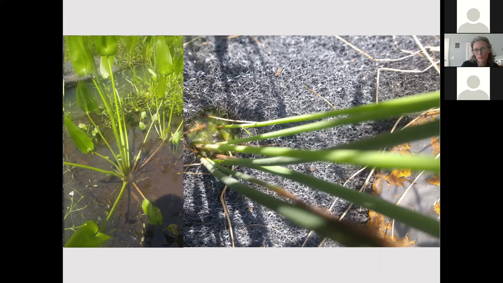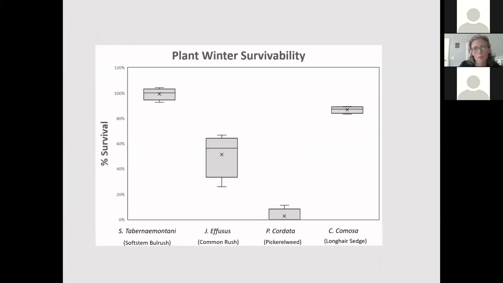There's more to that water quality story, but that's the big picture takeaway. And then I want to tell you about the plants, because it's a little more fun and tells a clearer story. We wanted to find out which plants work well here in Vermont. So we looked at the soft stem bulrush, common rush, pickerelweed, and long-haired sedge.